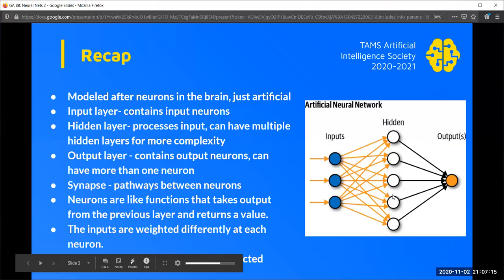Like I said earlier with the hidden layers, hidden neurons are like functions. They take an output from the previous layer and return a value. So the inputs are weighted differently at each neuron. And I don't know what this last one says because a little black bar won't go away.